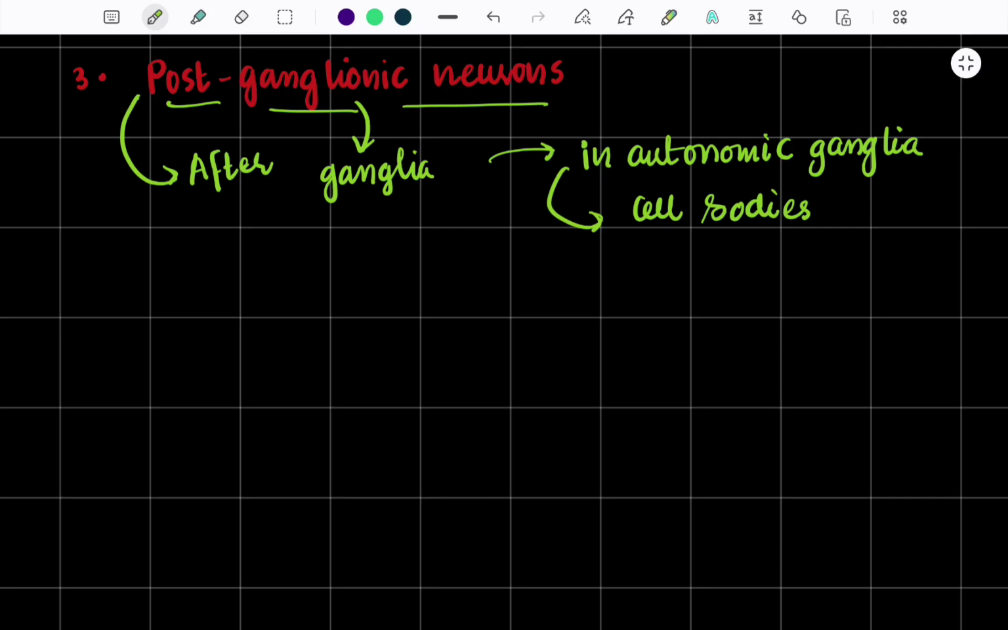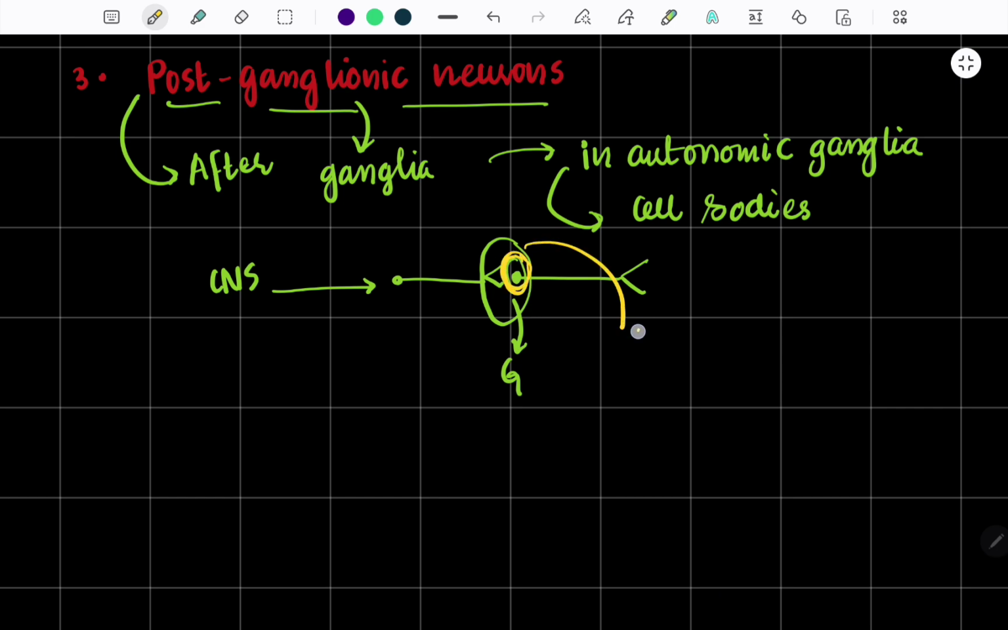So let me draw a quick pathway for you. This is the information that is traveling from the CNS. These are the preganglionic neurons. Now this is the ganglia, right? And these are the cell bodies of the post-ganglionic neurons, and that's how they are present in autonomic ganglia. These are the cell bodies and they are present within this autonomic ganglia, right?